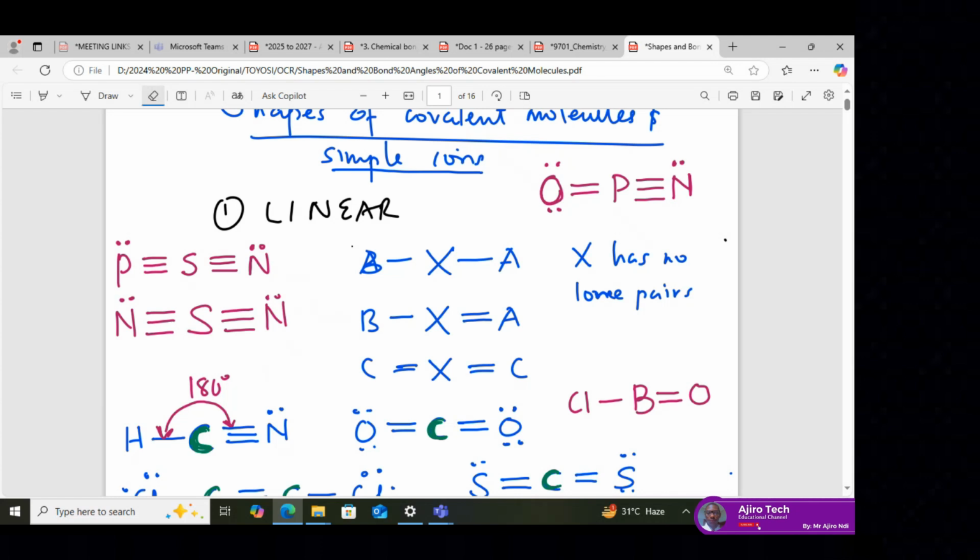Look at sulfur again. It shares with nitrogen. Sulfur has two centers of bonding pair. One follows this direction, the other follows this direction. Am I right? And there is no lone pair on sulfur again. Now, okay, let's go for a real example.